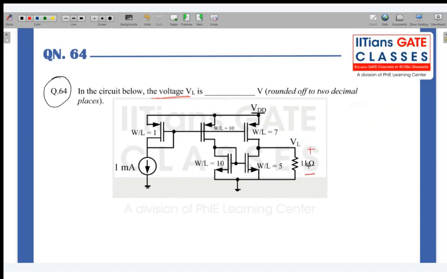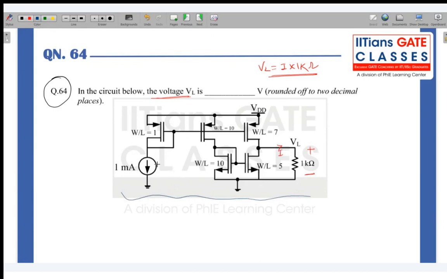So how can you find the voltage across that 1K ohm? You already know the resistance, right? So you need to find the current here. Okay, if you know the current, then VL is going to be what? VL will be I times 1K ohm, right? So if you know the current here, you can find it out easily, right? But by looking at the circuit, what you have to identify here is that this is a current mirror, okay, a MOSFET based current mirror.